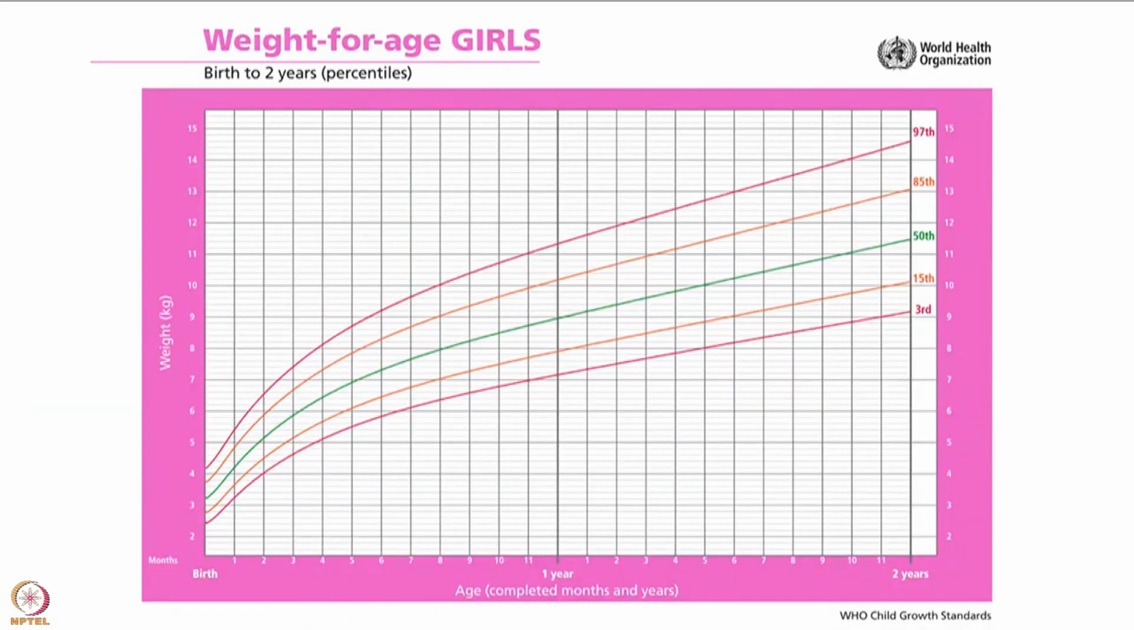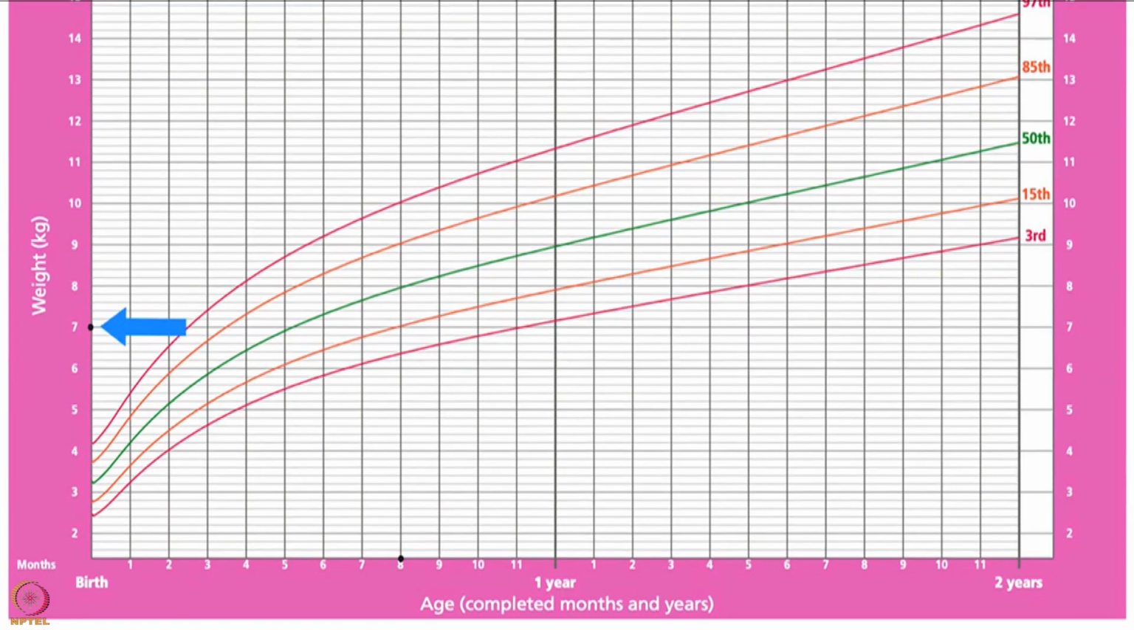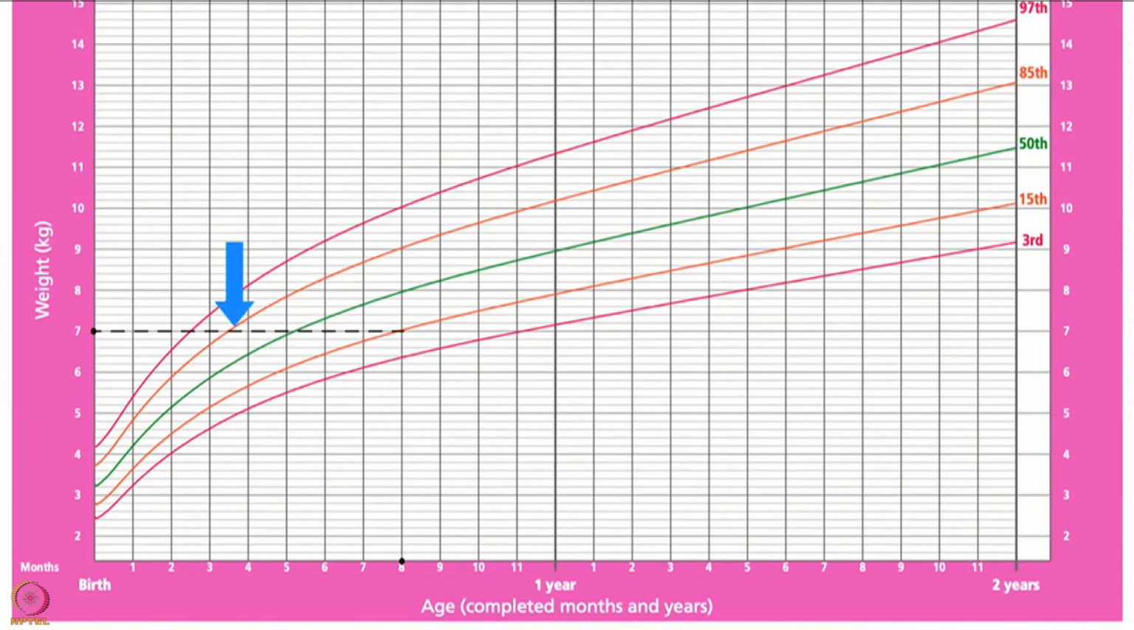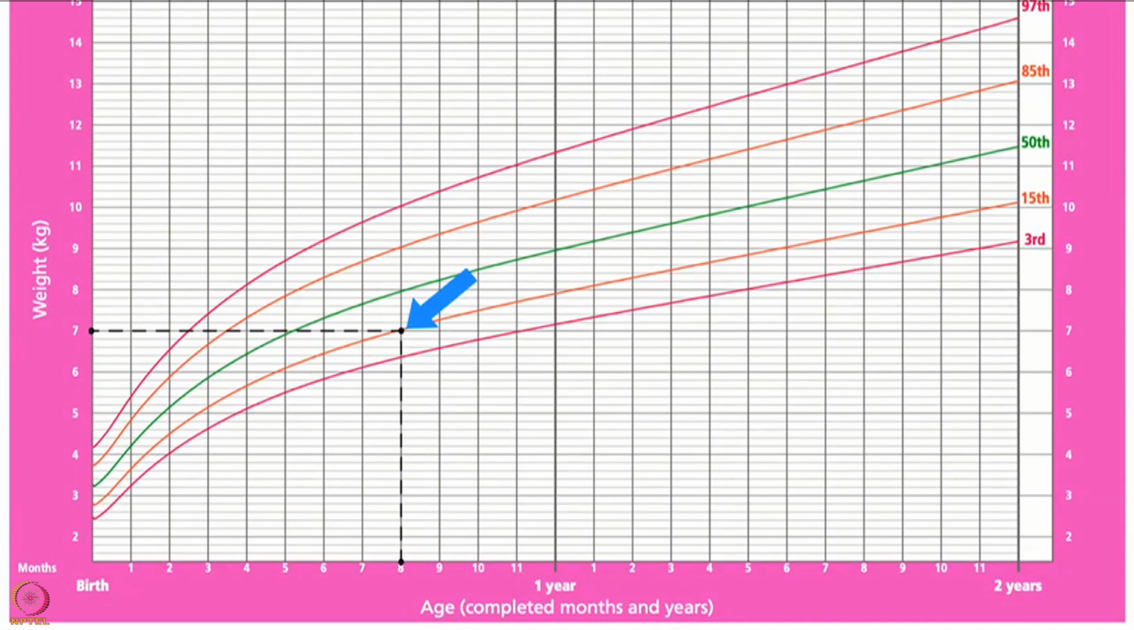Let's go through the steps to plot weight for age in this chart. First, mark the exact age, that is, months and years, on the x-axis. Then mark the weight on the y-axis with a point. Extend it over the connected horizontal line till the marked point for age. Extend the marked point for age over the connected vertical line. The point where the two extended lines intersect is called a plotted point.